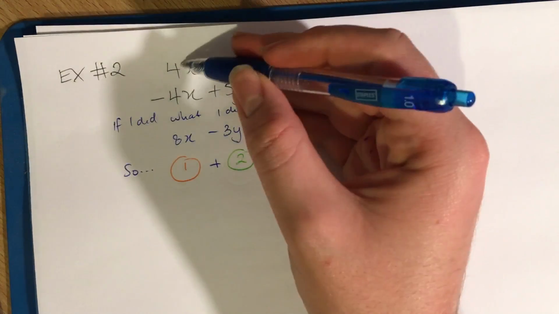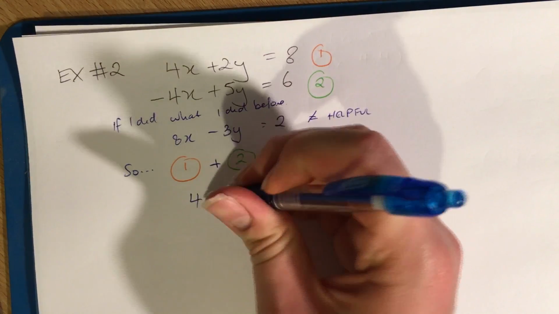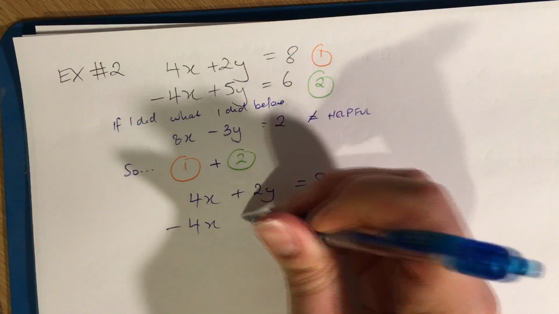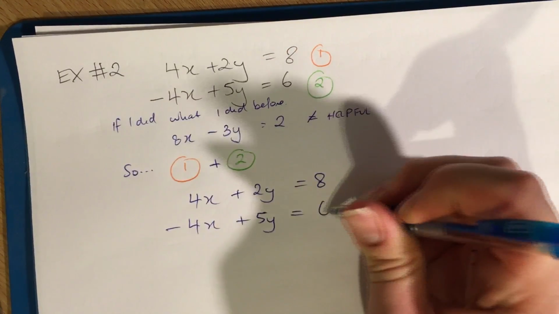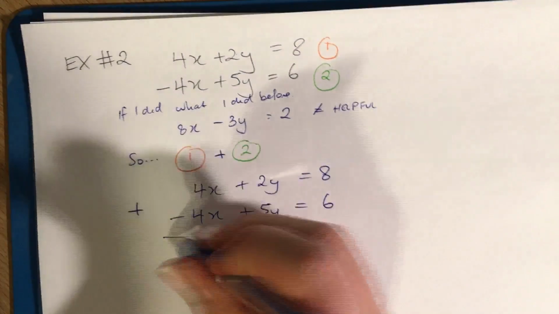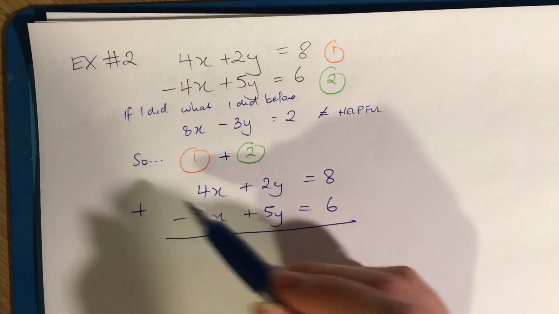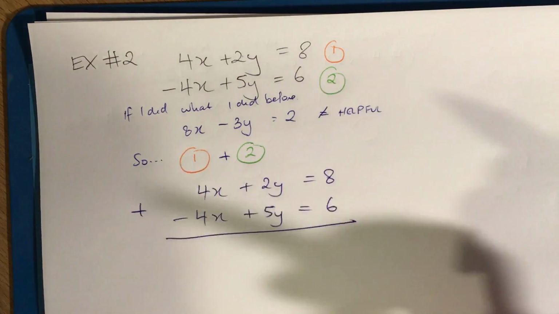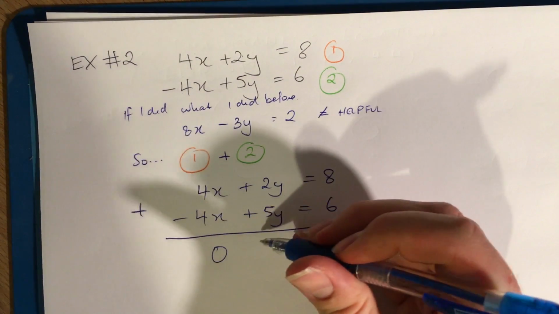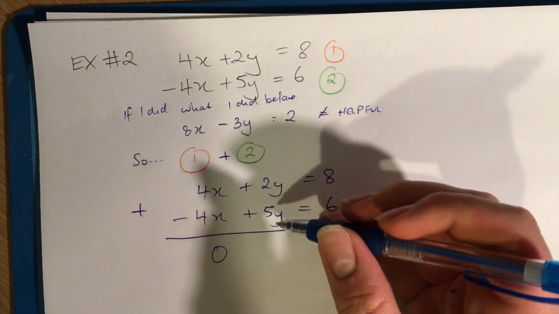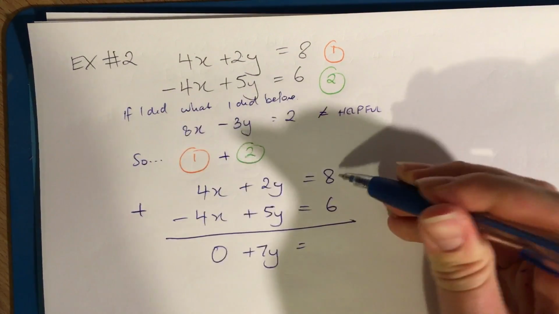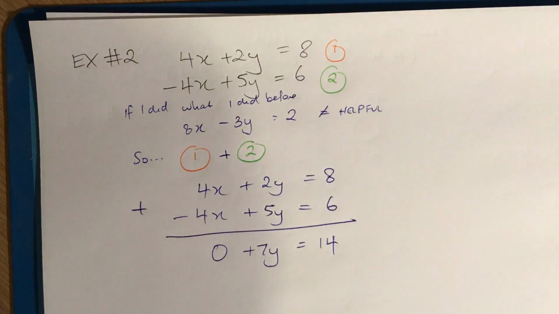So this is 4x plus 2y equals 8, and negative 4x plus 5y equals 6. I'm going to add these two together. So, 4x plus negative 4x. Well, plus and a minus make a minus, so it's going to be 0. 2y plus 5y is going to be 7y. 8 plus 6 is equal to 14.